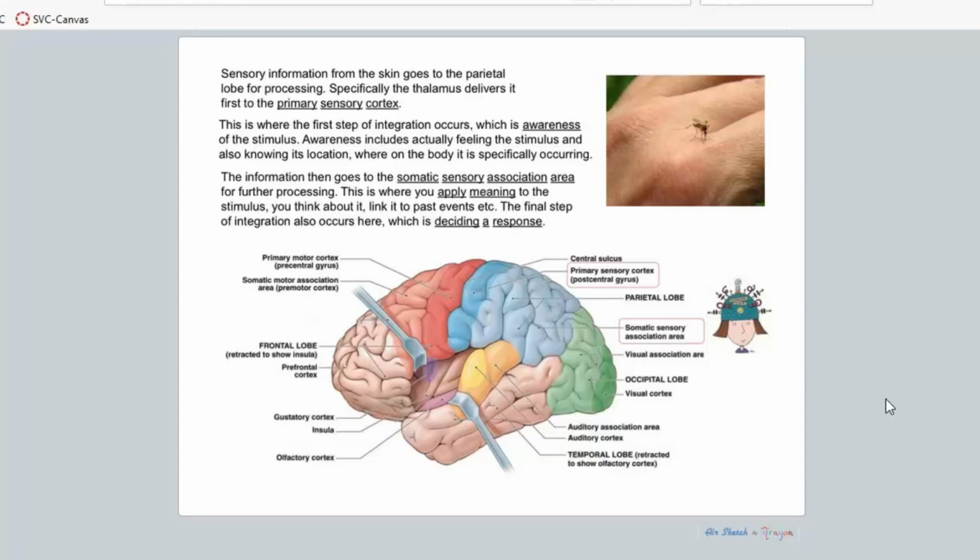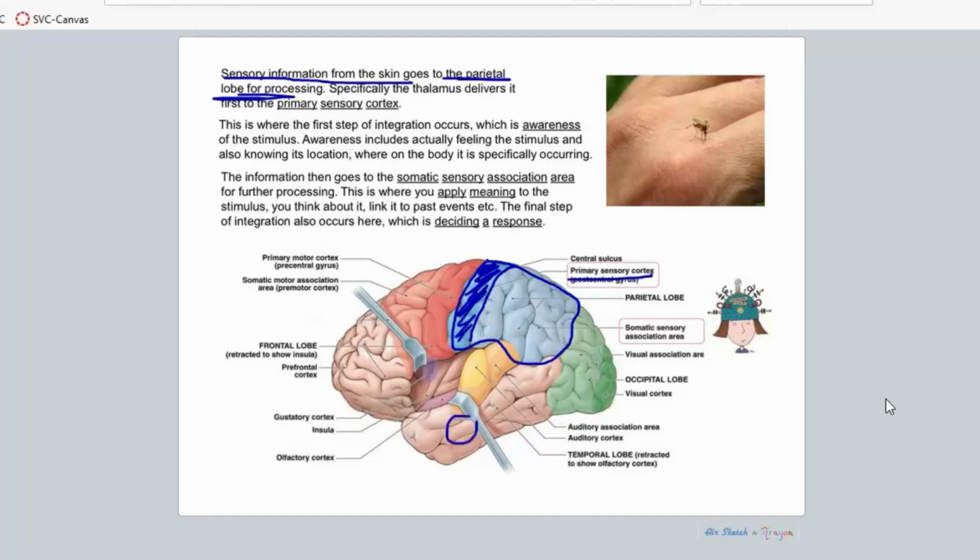Okay, so now we're going to start looking at some specific examples here. And like I mentioned earlier, sensory information from the skin is going to go to the parietal lobe for processing. So it's going to go to the parietal lobe here. But the first place that it's going to go in the parietal lobe is this area on the postcentral gyrus there called the primary sensory cortex.